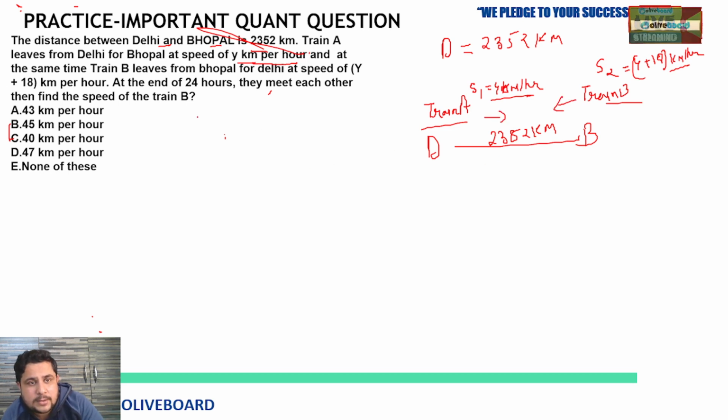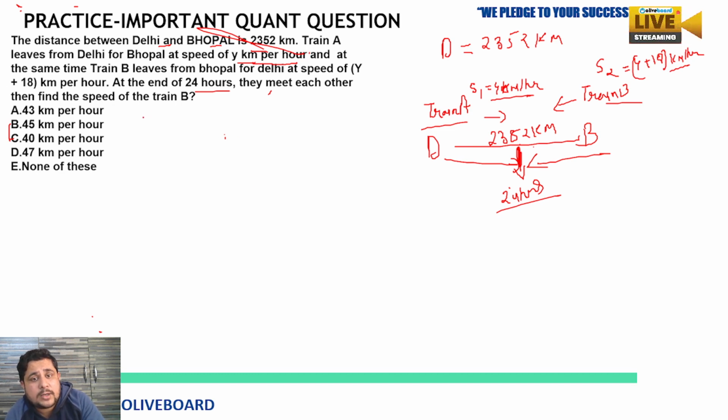Now at the end of 24 hours they meet each other. So suppose they are meeting at this point somewhere, wherever. So they are meeting after how much time? They are meeting after 24 hours. So the total time is given. Now what do we have to calculate? Find the speed of train B. So the speed of train B we need to calculate.